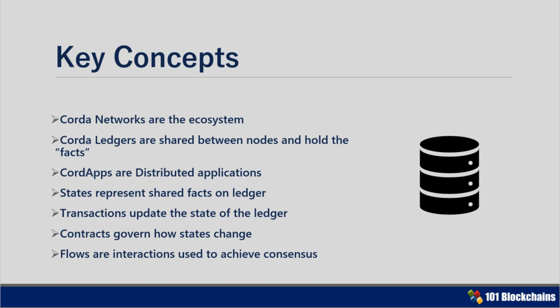Then we have contracts. Contracts govern the way the states can evolve over time. So that's how things can change. Flows, on the other hand, describe interactions that will occur between parties and how to achieve consensus. Basically, they're typically deployed to satisfy what is called a business requirement.